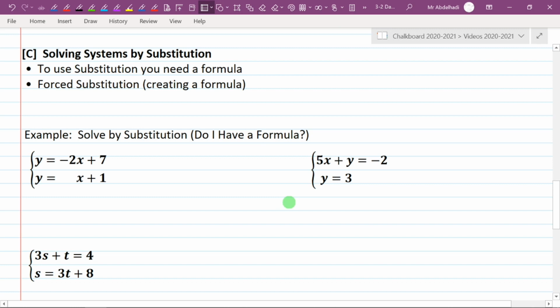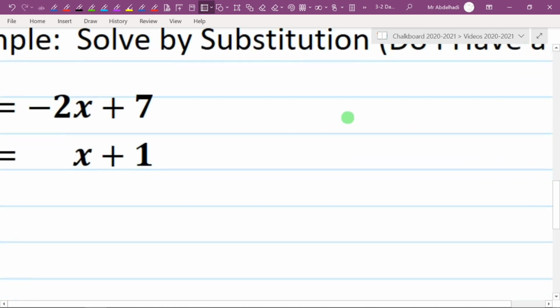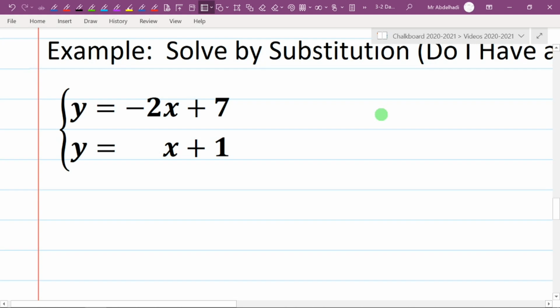Now, to use substitution, one of your equations needs to be a formula. 100% needs to be a formula. So the question you have to ask yourself is, do I have a formula? Let's look at the first example here. Now this first example, we have y equals, and we have y equals. So the truth is, they're both formulas. So do I have a formula? Yes. In fact, I have two formulas and I get to choose which one I want to use.